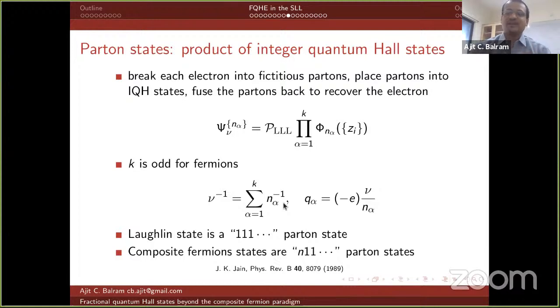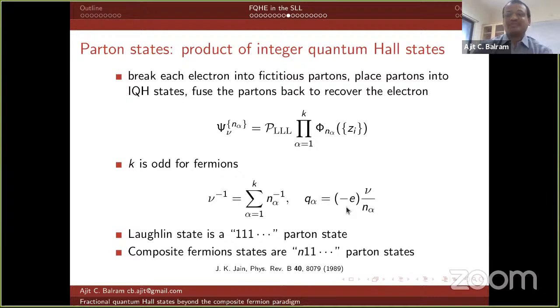That's because each of these partons sees the same magnetic field as the external magnetic field, and they all have the same density as that of the electron. So that allows you to relate the filling factor of the parton to the filling factor of the electron. That also allows you to relate the charge of the parton to the charge of the electron. And this is the simplest way to see that the Laughlin state carries e/3 quasiparticles, because the Laughlin state is made up of 3 partons, each of them at filling factor 1. The electron filling factor is 1/3, but the parton filling factor is 1. So that's why you get e/3 charge particles.